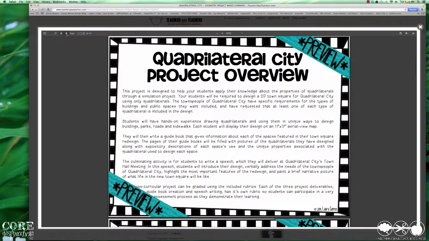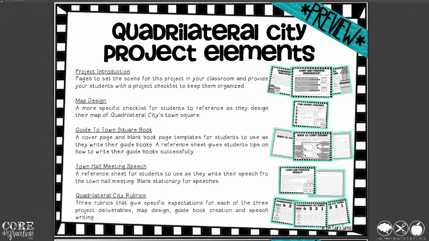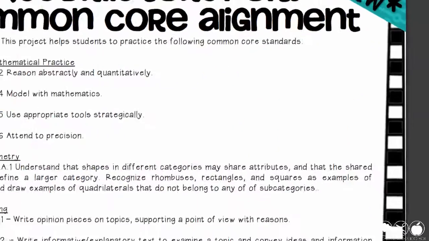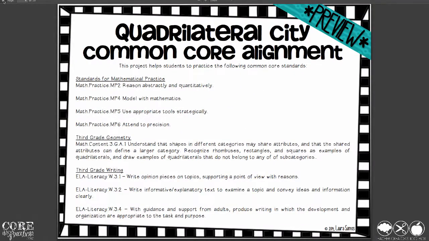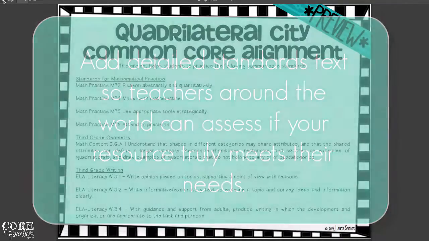A product overview. This is a blurb that paints a picture of how the product can be used in the classroom. Product elements. This is a list of the major elements included in the resource, along with a short description and preferably accompanied by thumbnail visuals. Standards alignment. This page explains the standards your resource helps to address. Simply listing the numbers of each standard isn't as effective because not everyone uses the same standards.